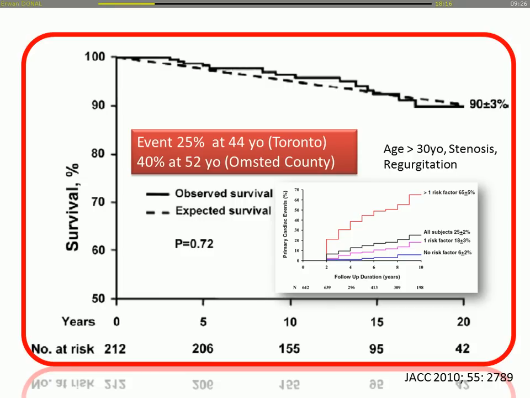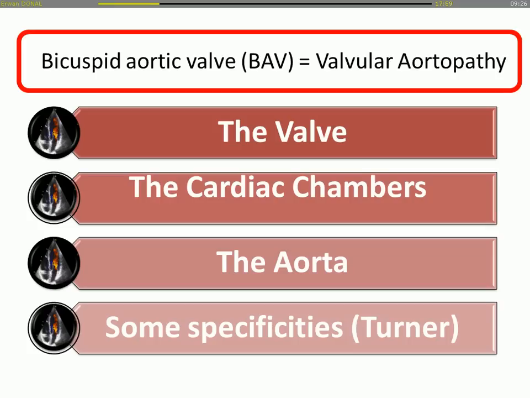like aortic dissection. We also have to take into account the fact that if we have a patient with hypertension, we have to treat this hypertension very carefully because it will also impact the risk of dilatation of the ascending aorta. So bicuspid aortic valve is a disease of the valve, but it is also a disease of the ascending aorta. We have to look very carefully at the valve, but we also have to look at the cardiac chambers. We have to look at the aorta, and we have some specific topics that we have to deal with, like the Turner syndrome. We will discuss that later on.